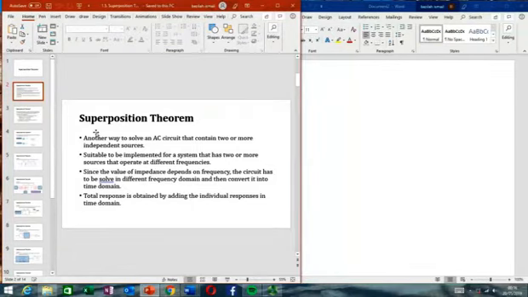Since the value of the impedance is dependent on the frequency, the circuit has to be solved in each frequency domain and then converted into the time domain. So the total response is obtained by adding the individual responses in the time domain. Which means that if, let's say, we have three sources, we have to consider one source at a time in our calculation by setting the other sources to 0.